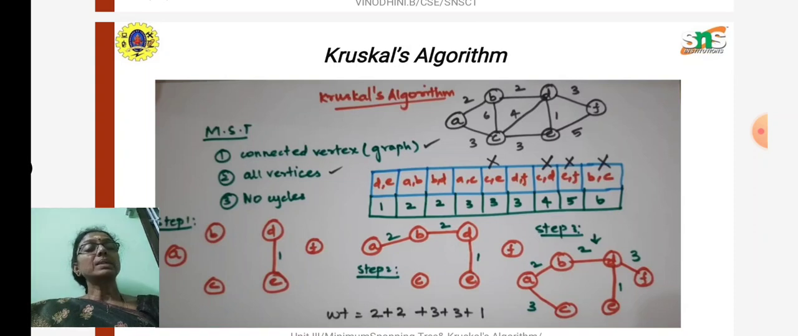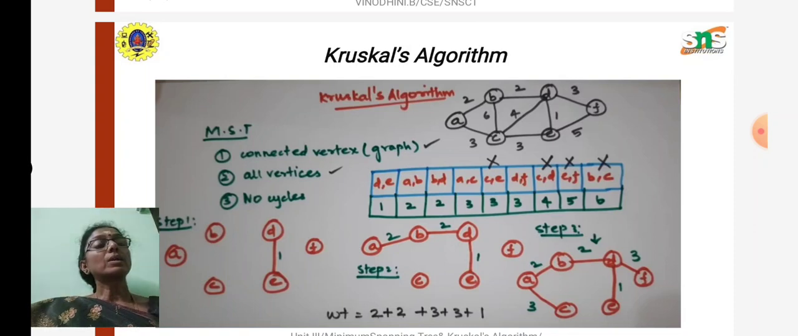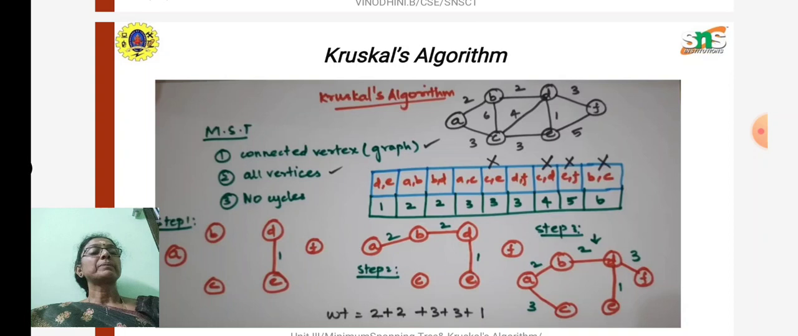Then the next distance is E to F with the distance 5. We check whether we can connect E to F, and again it forms a cycle. Also, the only remaining edge is B to C with the distance 6, and when you connect B to C, again it forms a cycle, so reject that edge. Now we check that all the vertices are visited and the graph does not form any cycles. So finally this is the minimum spanning tree for the given graph.